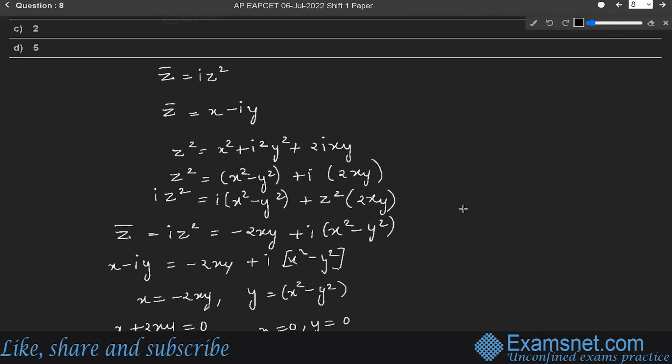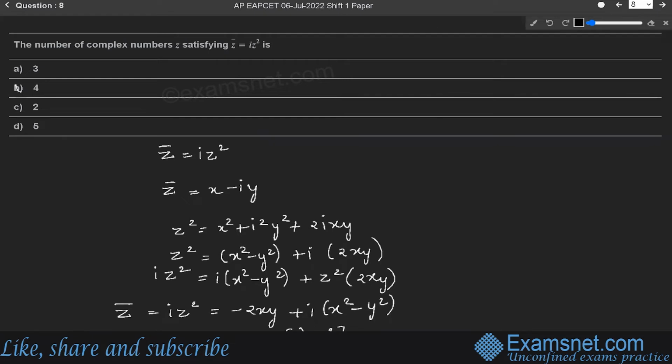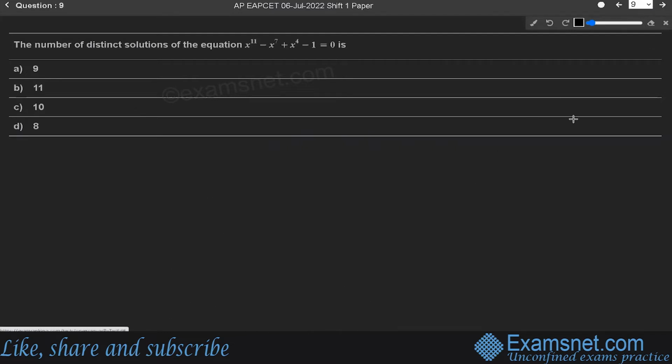Hence, the correct option here is option number B, which says 4. I hope this question is clear to you. Moving on to the next question.